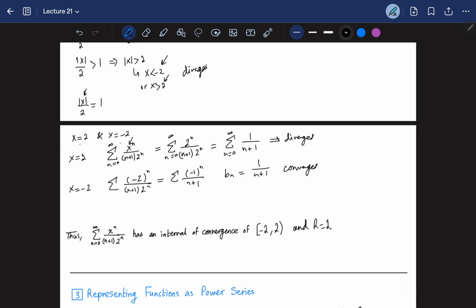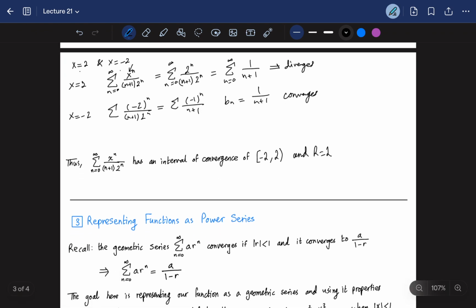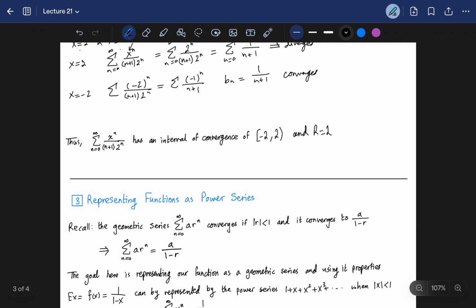So these are the 3 cases for the convergence of a power series. You can either have it convergent at exactly 1 point, convergent at all of the points, or convergent for a certain interval, and you need to test the endpoints. So the last thing that we're going to talk about today is representing a function as a power series.